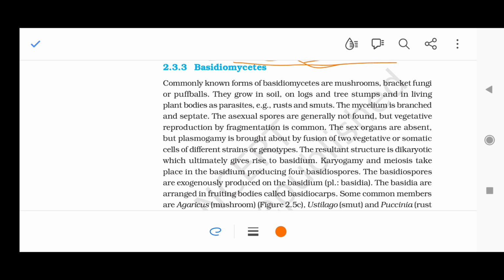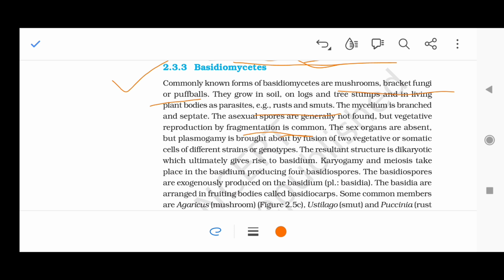So the next class is Basidiomycetes. Commonly known forms of Basidiomycetes are mushrooms, bracket fungi, and puffballs. They grow in soil, on logs and tree stumps, and in living plant bodies as parasites. The common examples are rusts and smuts. The mycelium is branched and septate. The asexual spores are generally not found, but vegetative reproduction by fragmentation is common.